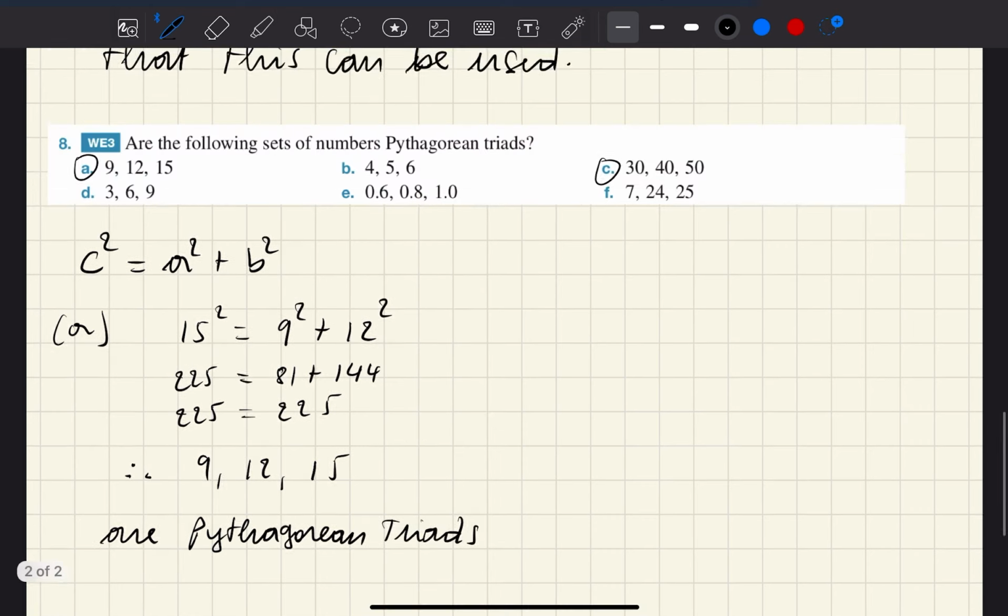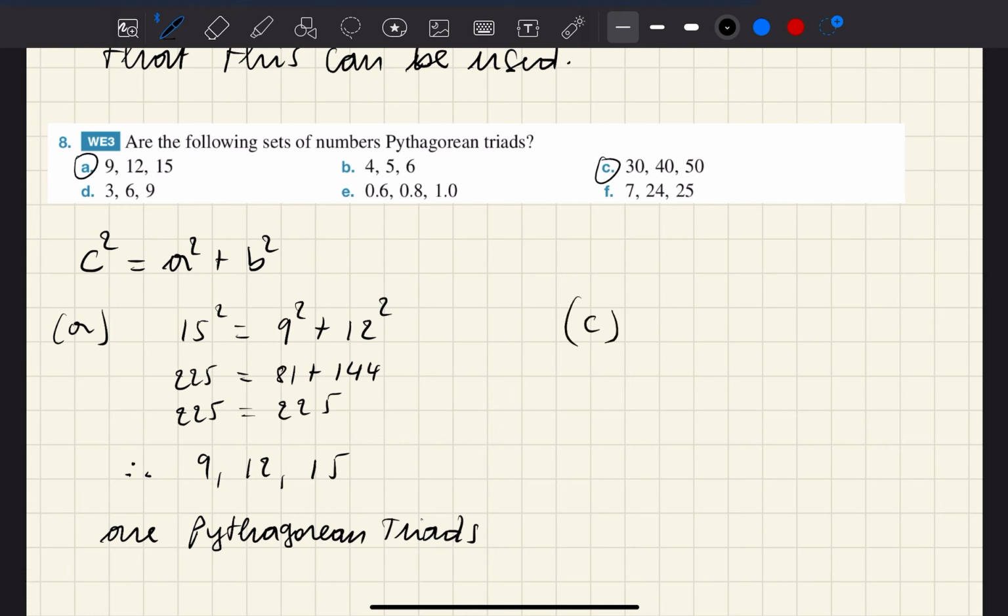Then as I said, we'll try C as well to see what happens. With C, same formula. We take the largest side: 50 squared is equal to 40 squared plus 30 squared. This is 2500, and this is 1600 plus 900, and again, this is 2500.